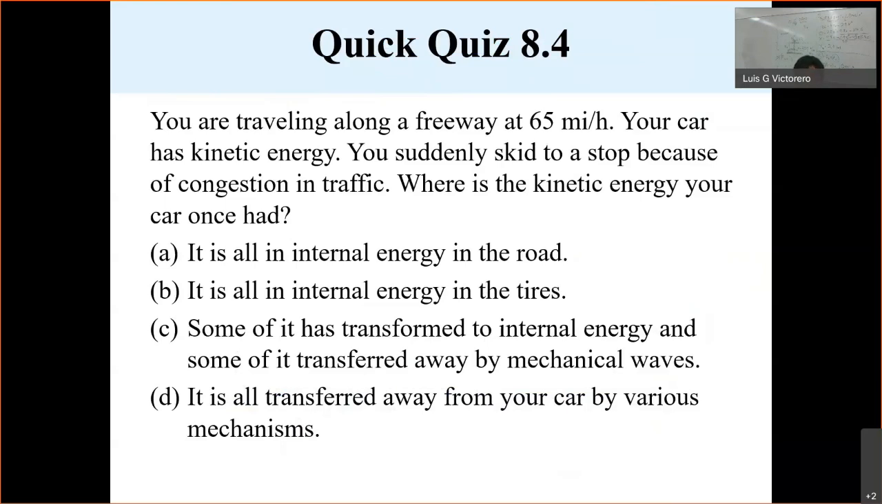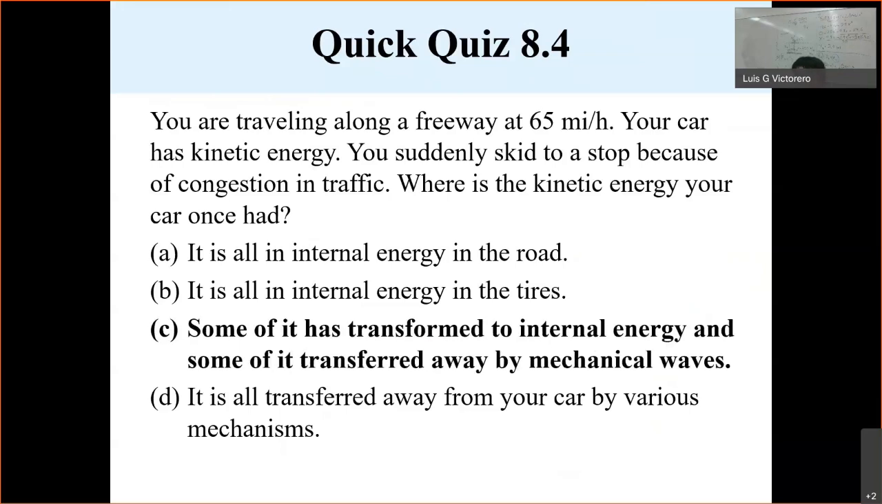So when you skid and your car is going to stop, some of the energy goes into internal energy, heat, for example. Some of it is transferred away by mechanical waves, sound, for example. Notice how they don't mention friction in here. The problem doesn't say friction, right? This can happen on ice.